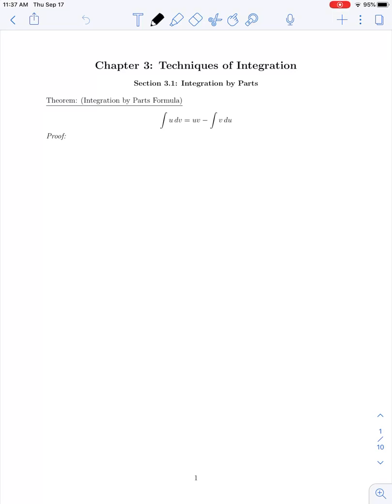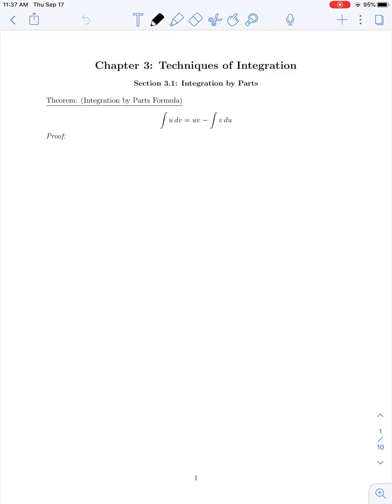Okay, in this lecture we're going to start our Chapter 3 material on techniques of integration. And in the first section, 3.1, we'll talk about a technique known as integration by parts. Before we start this section, I'll mention that throughout Chapter 3 we're going to look at several different techniques of integration.